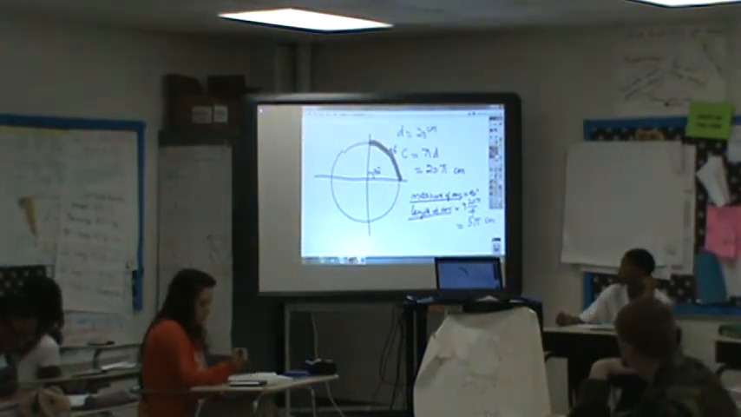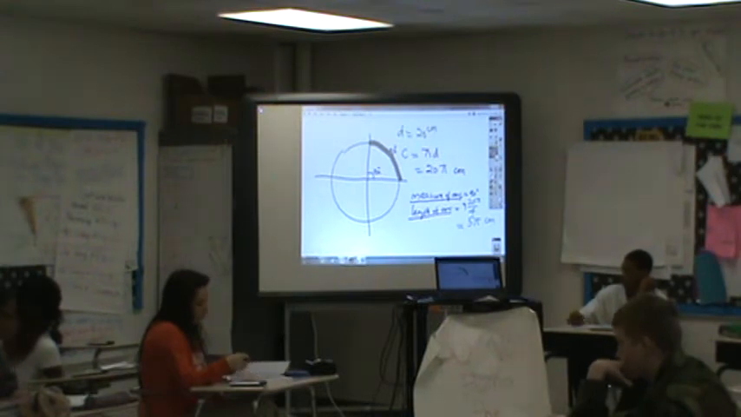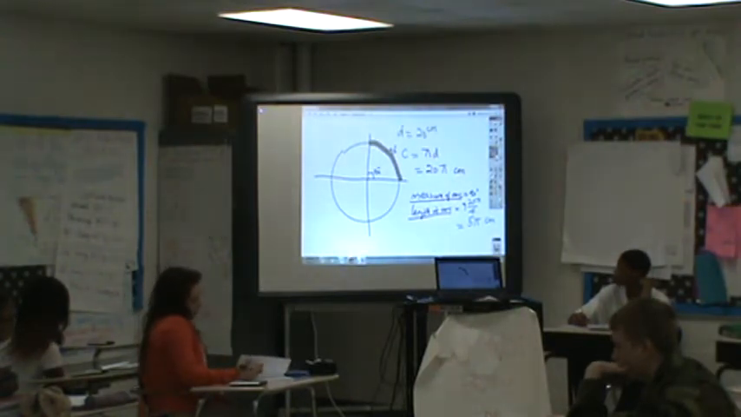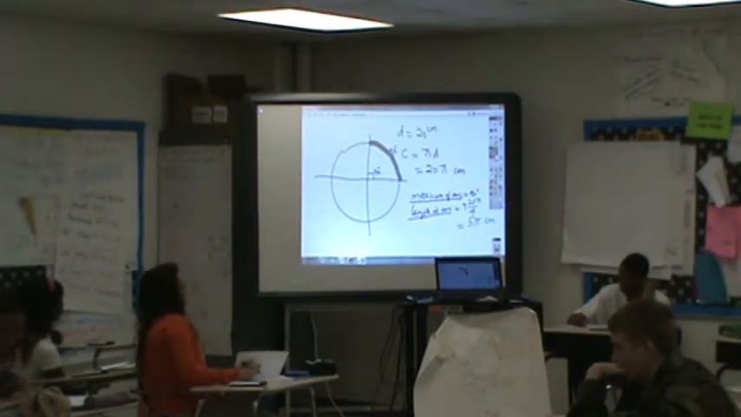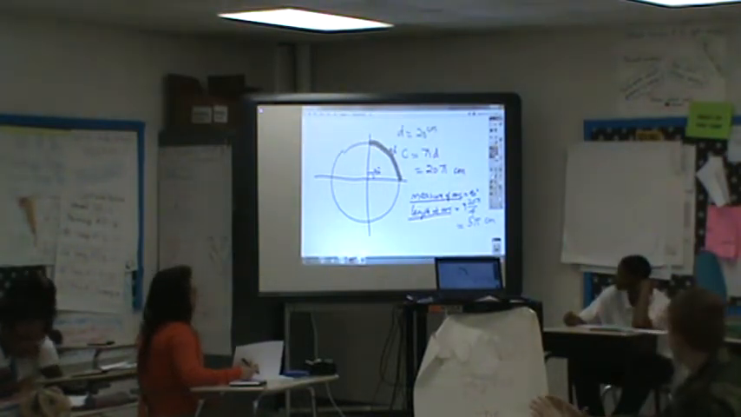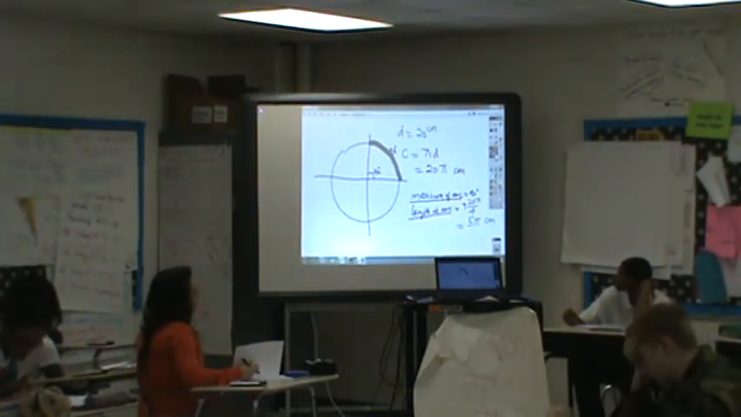All right, all done, correct? Now, how do we find the length of an arc? It's very easy if they give you 90 degrees and divide a circle into 4, but what if they don't divide it into 4, they divide it into certain degrees?